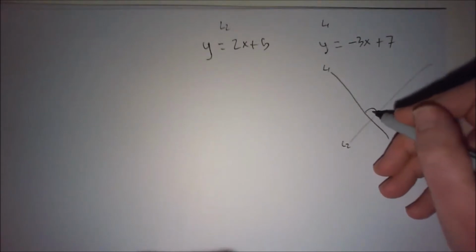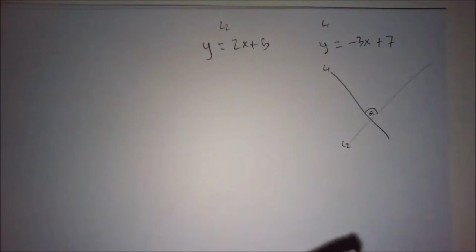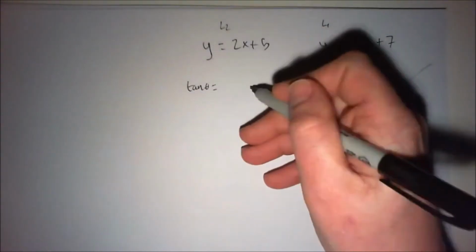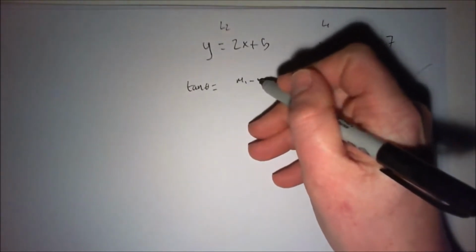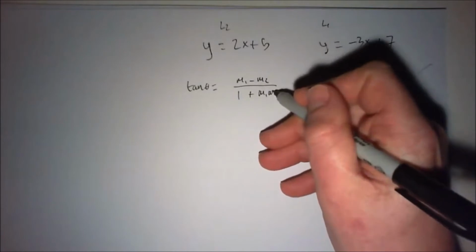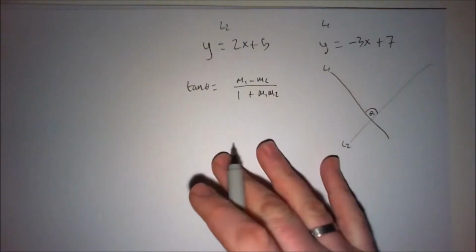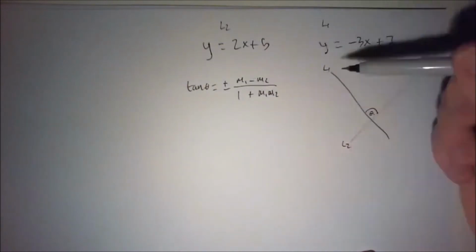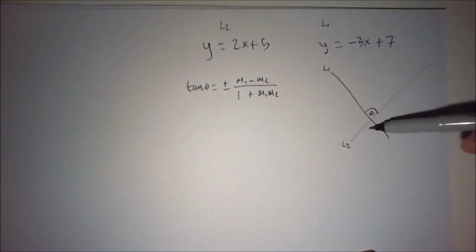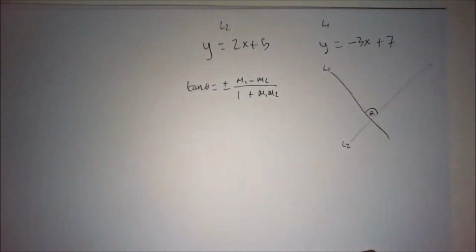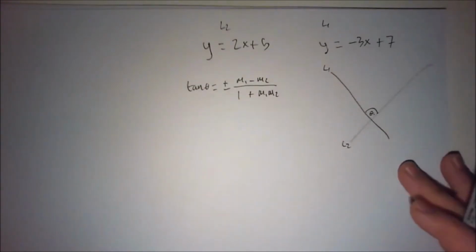Okay, theta. So what do we know? We know that the tan of theta is m1 minus m2 over 1 plus m1 m2. Not too crazy like that. There's a plus or minus there, but the reality is we will take the absolute value of this because we're looking for the acute angle. You take 180 minus this if you're looking for the obtuse angle. So just be a little bit aware of that one.